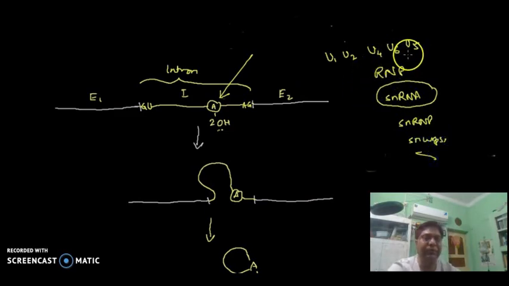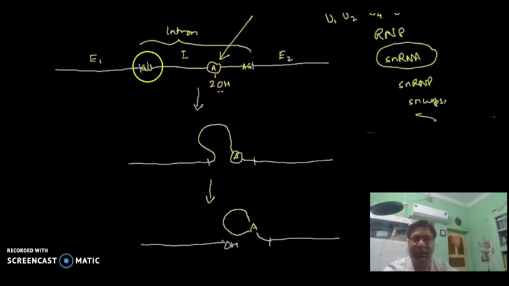So these U1, U2, U4, U6, etc. are snRNPs. They come and associate with the intron and exon regions, and they accomplish the process of splicing. Now let us see how it occurs. In spliceosome mediated splicing and also in group 2 splicing, the intron contains at its 5' end a conserved sequence GU and at its 3' end AG. First, the U1 snRNP binds at the 5' splice site, and then the U2 snRNP binds at the branch site. This is U1 and U2.